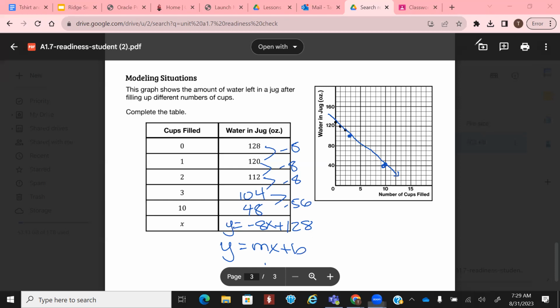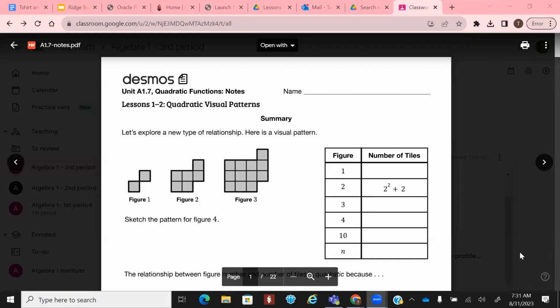Let's explore a new type of relationship. Here's a visual pattern. I want you to try to sketch the pattern for figure 4. Okay, so really quick, how many did we start with in figure 1? 2. Okay. And then how many do we have in figure 2? 6. Yep, 6. Okay, and look at how they wrote it.